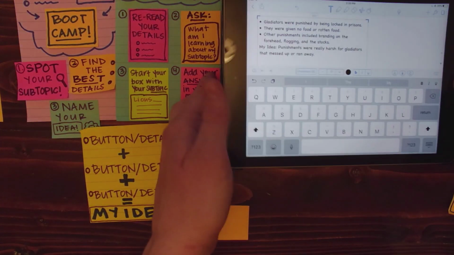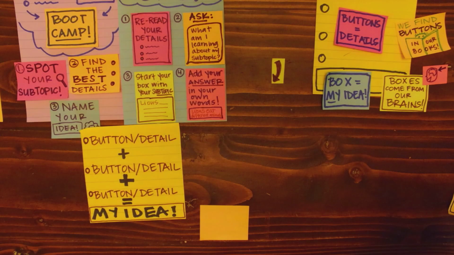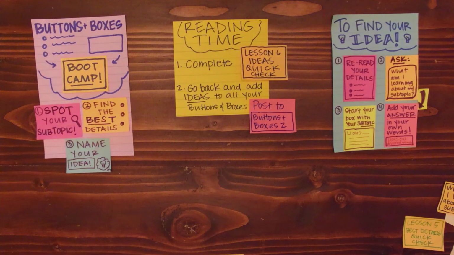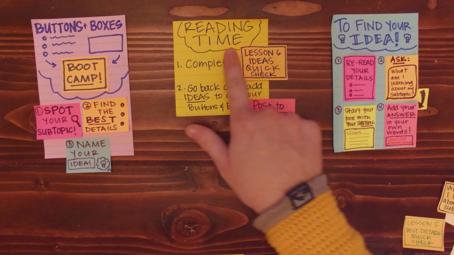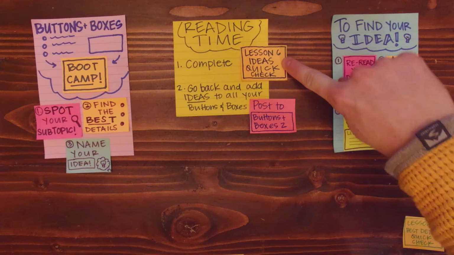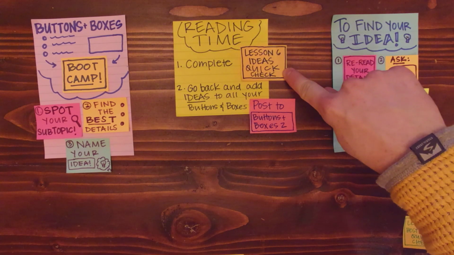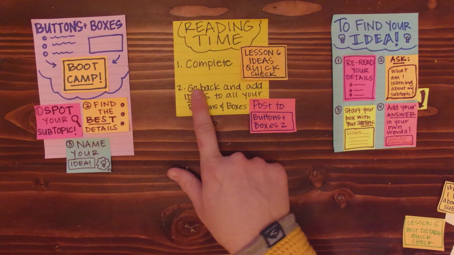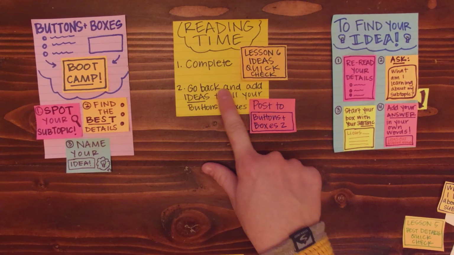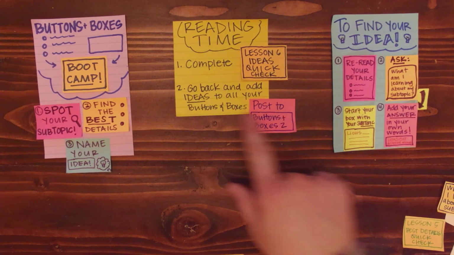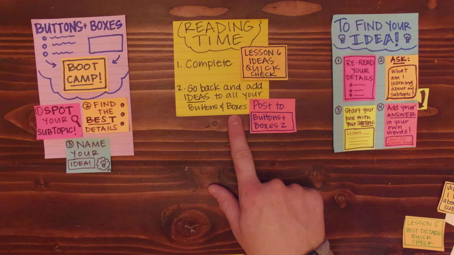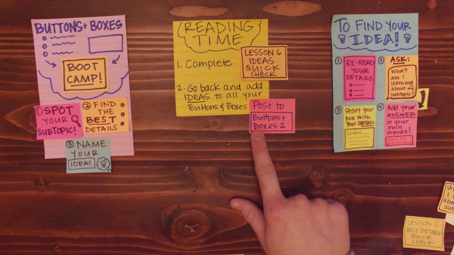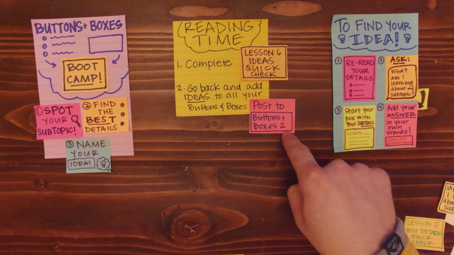Now, experts, you're going to get a chance to do this too, either on Notability or in your notebooks. During reading time today, first complete Lesson 6 Ideas Quick Check, which just tells me how today went for you, if you got it or if you might need some extra help. And then go back to either Notability or to your notebook and add ideas to all of your buttons and boxes. Remember to follow these steps as you do, then post to buttons and boxes 2 on Schoology.